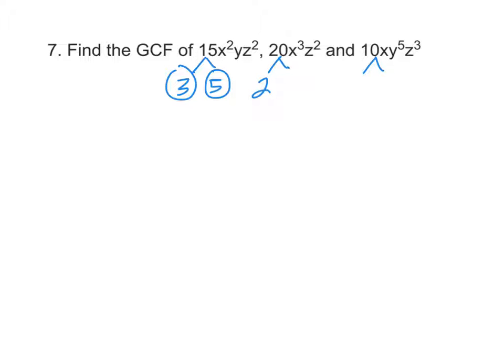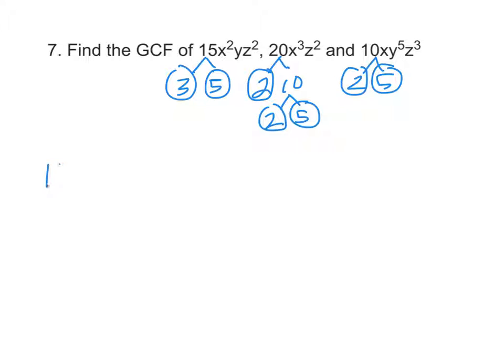20 I can break down into 2 times 10. 2 is prime, but 10 I can still break down. 10 is the same thing as 2 times 5. And then right here we have 10, which can be broken down into 2 times 5. So here's where we're going to take each term and write out the prime factors.